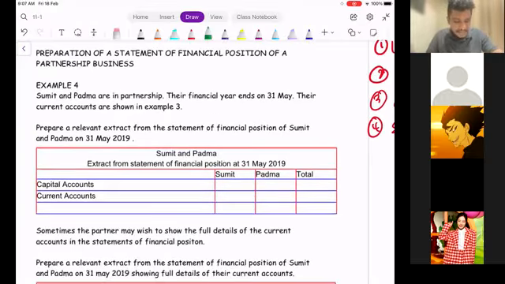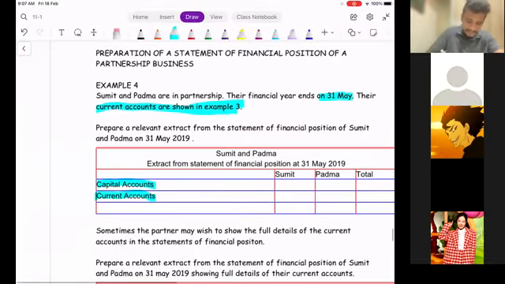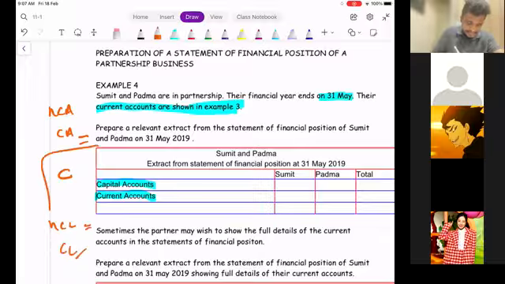First one, preparation of the statement of financial position of a partnership business. Example number 4: Sumit and Padma are in a partnership. Their financial year ends 31st May. Their current accounts are shown in example number 3. So can we go to example number 3 and check how much their capital is, how much their current account is. The statement has NCA, CA, we total up, then we have the capital, NCL, CL, right? This part, the capital part.